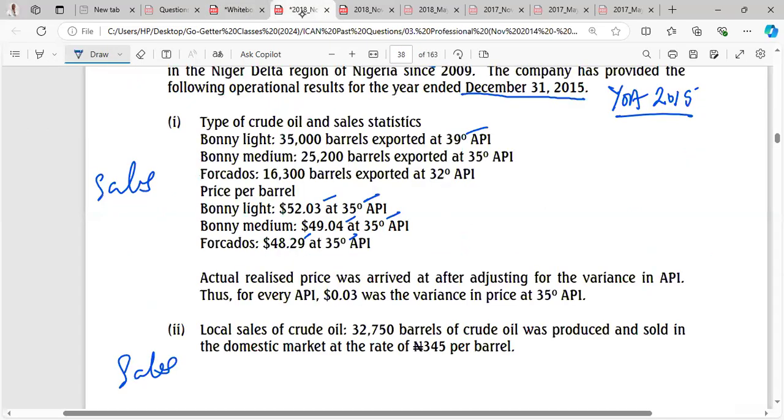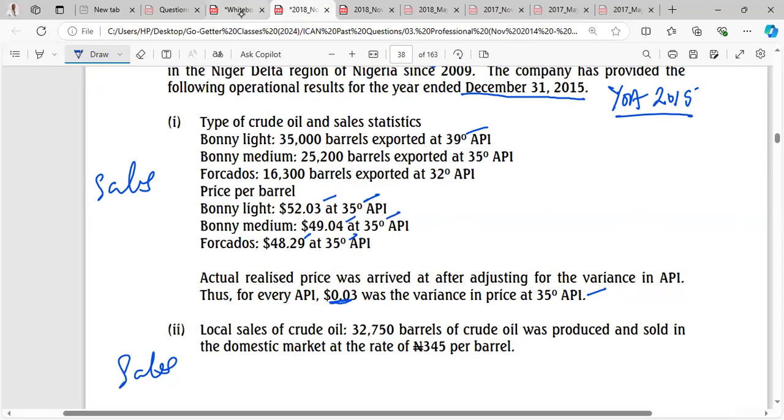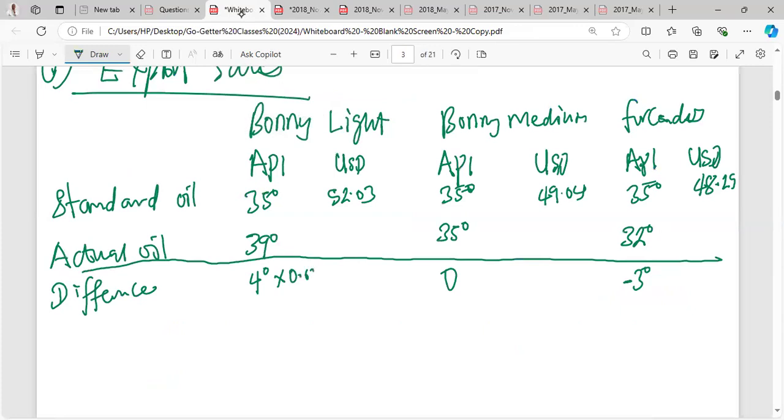Now the last said the actual realized price was arrived at after adjusting for the variance in API. Thus, for every API, $0.03 was the variance in price at 35 API. So this is the standard. So if one API should be equivalent to this, this is what you will use to multiply for every increase in API or every decrease in API. So what you'll now do is, this is the difference here. You multiply this by 0.03. So it's just here, I should rule the line here. So 0.03.